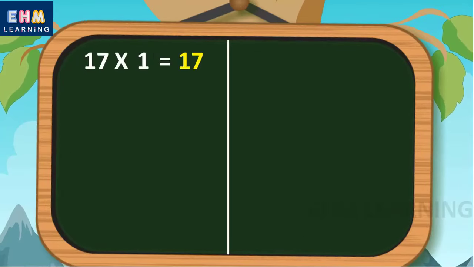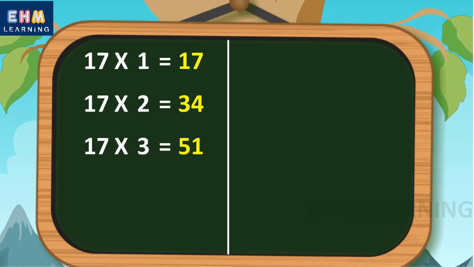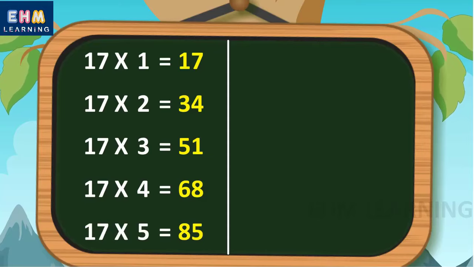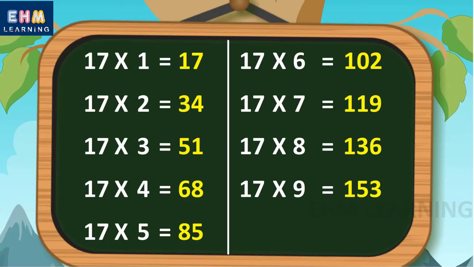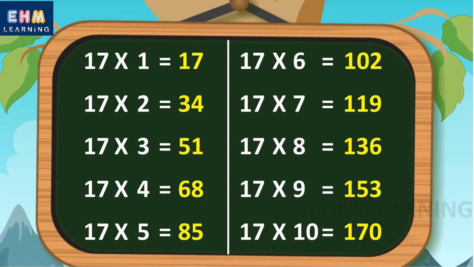Let's learn again. 17 ones are 17. 17 twos are 34. 17 threes are 51. 17 fours are 68. 17 fives are 85. 17 sixes are 102. 17 sevens are 119. 17 eights are 136. 17 nines are 153. 17 tens are 170.